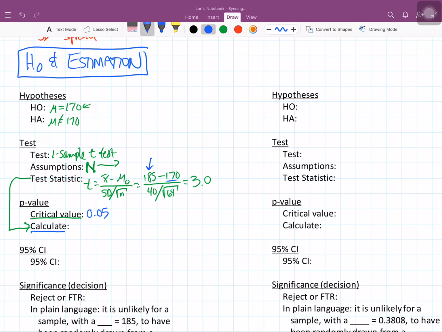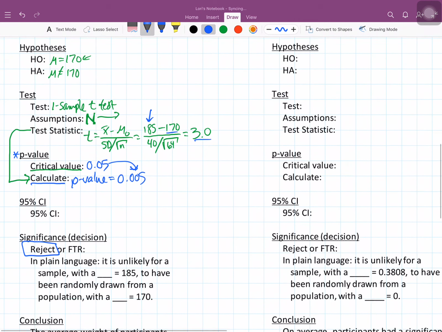If our calculated value is less than that, then we reject the null. If our calculated value is greater than or equal to 0.05, then we fail to reject the null. Our calculated t statistic here of 3.0 has a p-value of, say, 0.005, and that is less than 0.05. So that, just by itself, just that p-value, would lead us to reject the null.